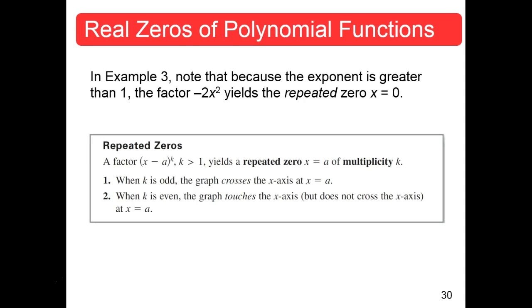If you have a multiple 0, a repeated 0, x minus a raised to some power k, then that has a multiplicity of k. Now, the book doesn't do it, but I say if that is a single 0, I say it has a multiplicity of 1, which really doesn't make a lot of sense, but it follows the same pattern. It crosses there. Okay?